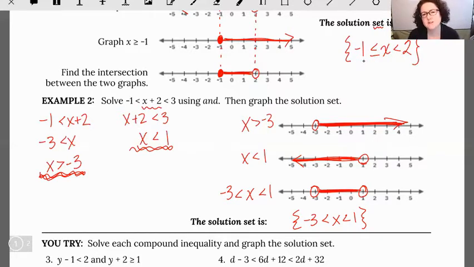Okay, go ahead and pause the video and try out examples 3 and 4, and then come back to see how you did.